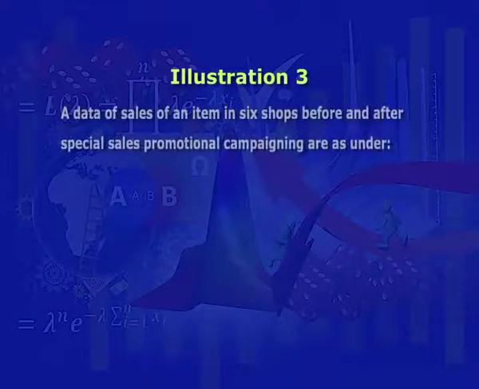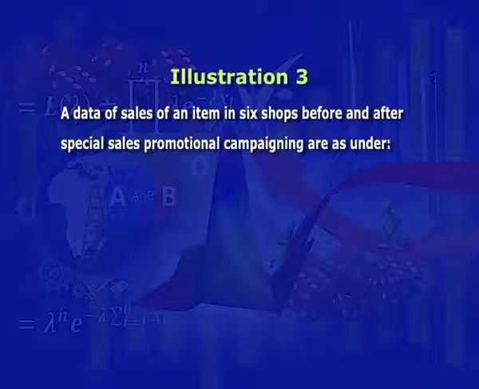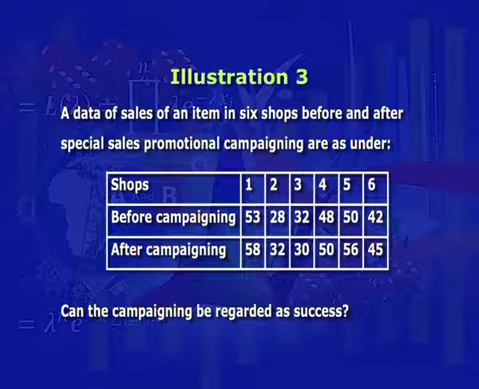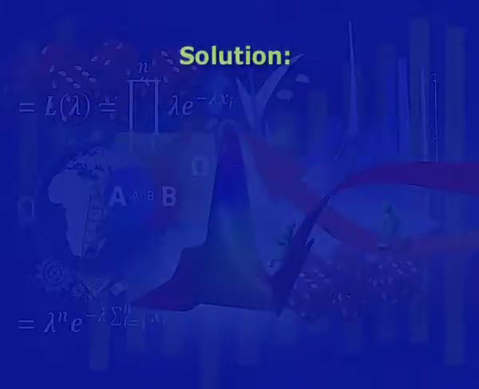Illustration 3. A data of sales of an item in 6 shops before and after a special sales promotional campaign are as under. Shops 1, 2, 3, 4, 5, 6. Before campaigning, the values are 53, 28, 32, 48, 50 and 42. After campaigning, in the same shops, the values are 58, 32, 30, 50, 56 and 45. Can the campaigning be regarded as success? Let us see the solution.